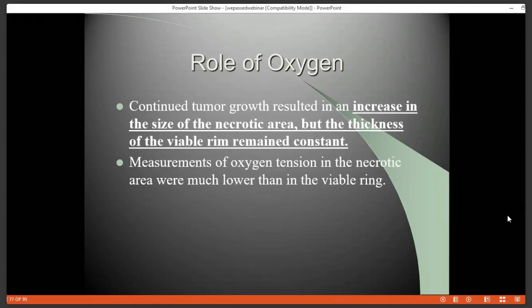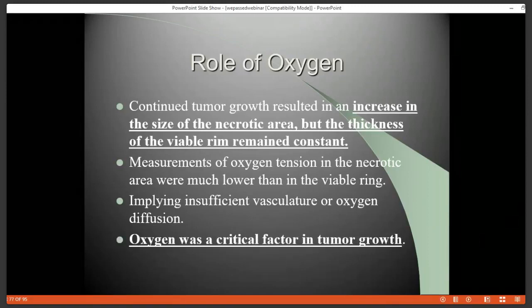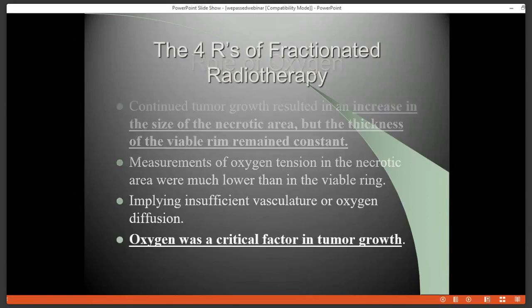Measurements of oxygen tension in the necrotic area were, of course, much lower than in the viable rim, which is why these cells are unable to survive, implying insufficient vasculature or oxygen diffusion. Oxygen can't diffuse far enough from the vessels to keep the cells that are farther away than 160 micrometers alive. So we end up with necrosis. So oxygen really becomes the critical factor when we look at tumor growth. Oxygen is really a huge part of tumor growth, tumor treatment, and curability.